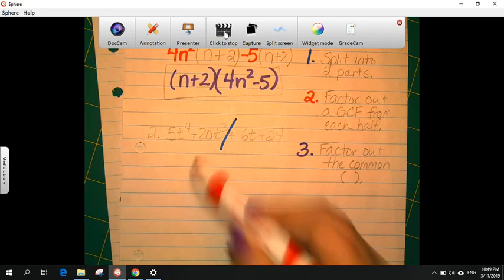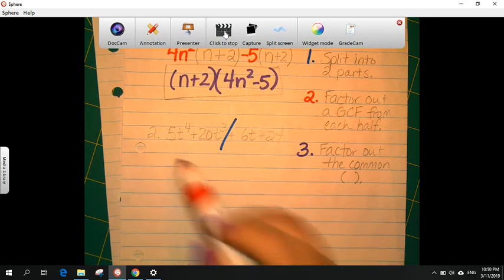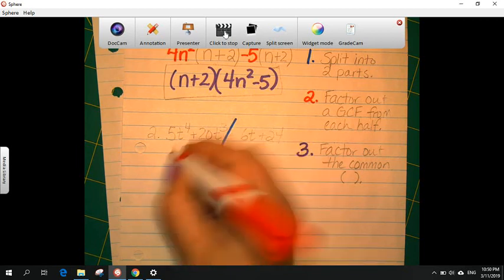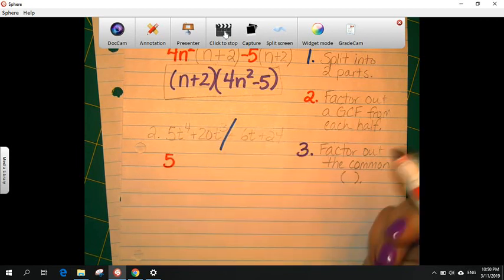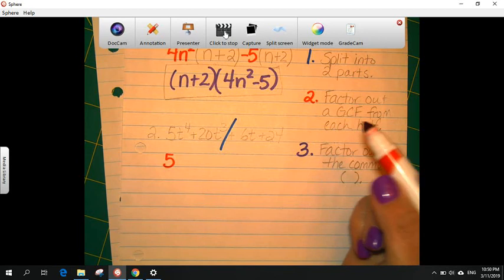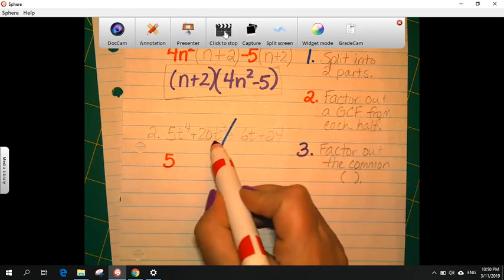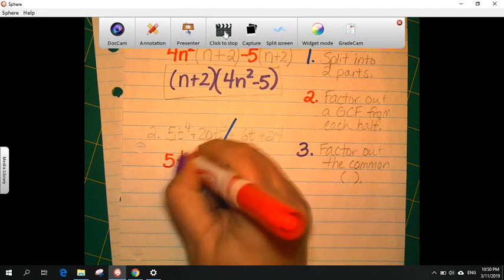So I'm going to look at the first two terms. What is the largest number that divides into 5 and into 20? Well, that's going to be a 5. And what's the most t's that you can pull out of each part? Well, that's a t to the 3rd, because this one only has 3 to give. So that's t to the 3rd.